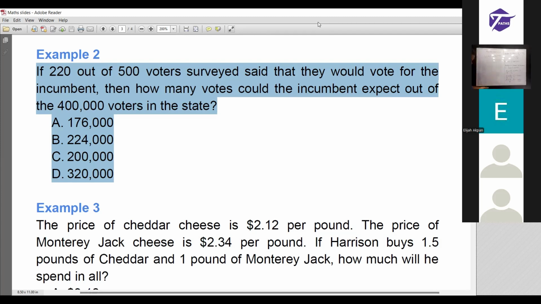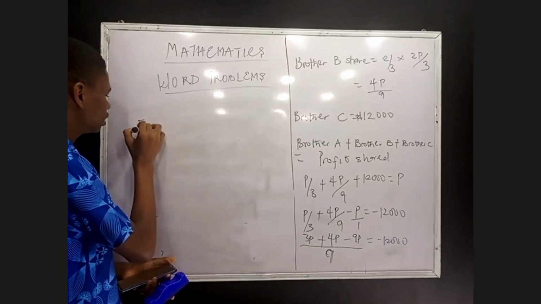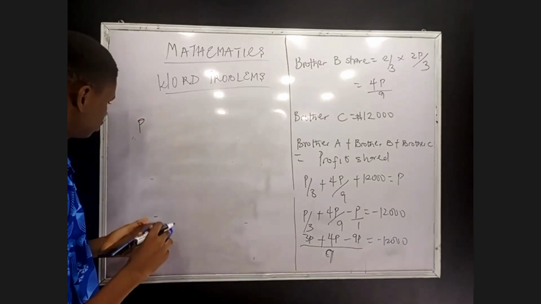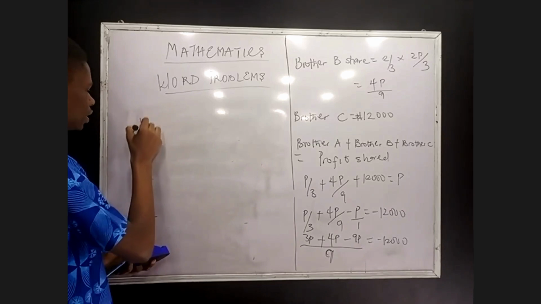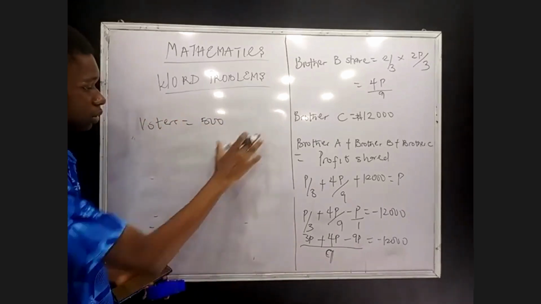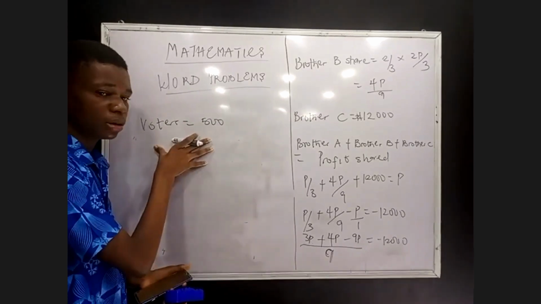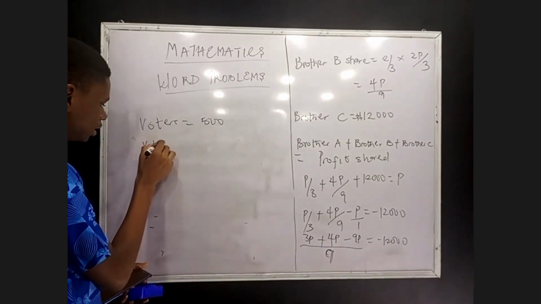So if the question says 220 out of 500 voters surveyed said that they will vote for the incumbent, what you want to check is the value of the fraction of people out of the surveyed voters that will vote for the incumbent. So what I want to calculate is voters. Voters is equal to 500. That's the total voters that we asked the question. That's what a survey is all about. So this is the total number of voters. Then voters that will vote for the incumbent?